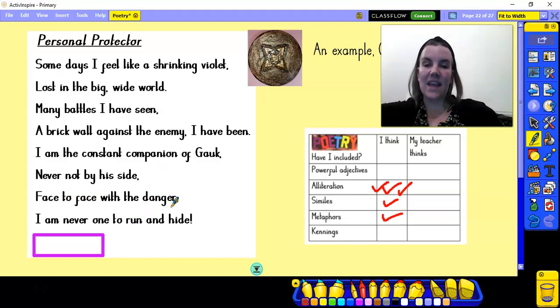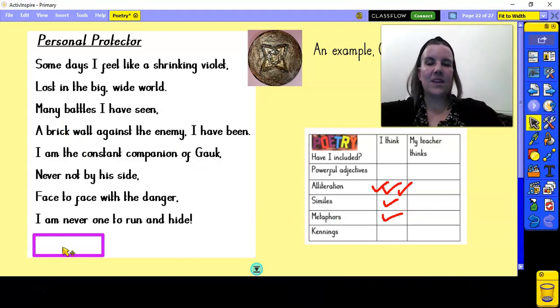Face to face with danger. I feel like a shrinking violet. A brick wall against the enemy. So some really powerful vocab that's been used there. I wonder if you can spot any examples of a kenning. Brick wall, perhaps. Maybe.